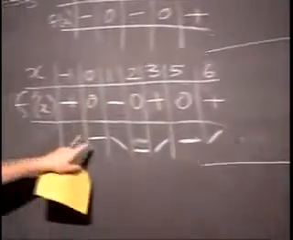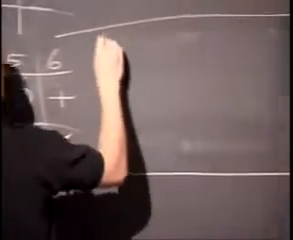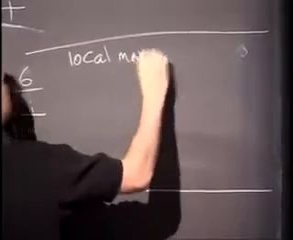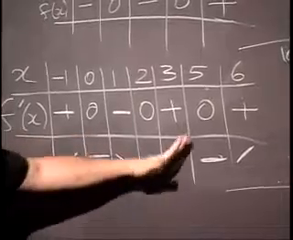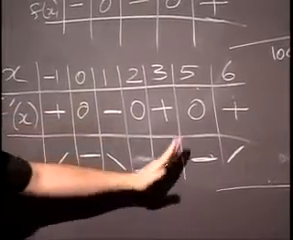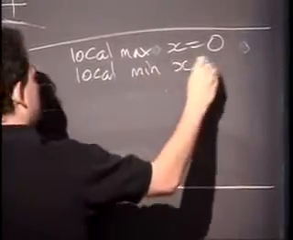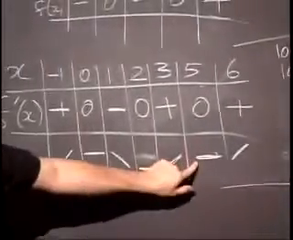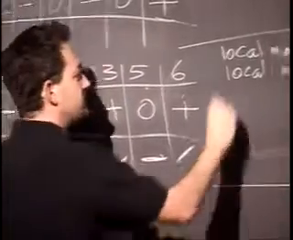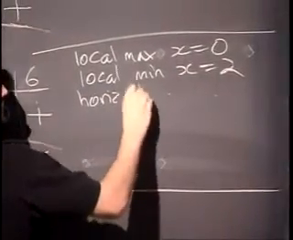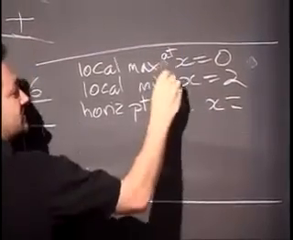We have a local maximum at x equals 0. Whereas at x equals 2, we have a local minimum. The curve's going down, that's the bottom, and then up. So local min at x equals 2. How about at x equals 5? Well, it's going up, and then it's 0, and then up again. So it's a horizontal point of inflection.